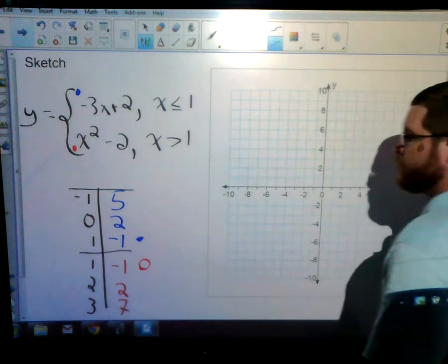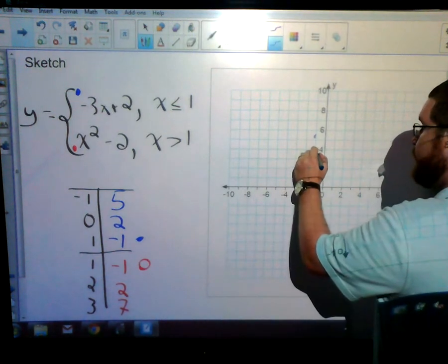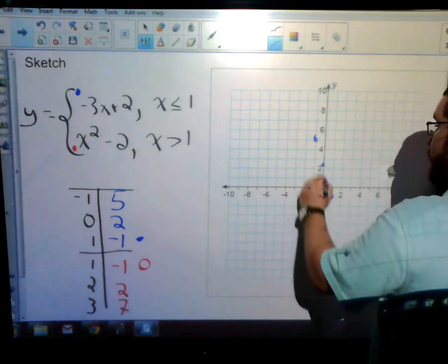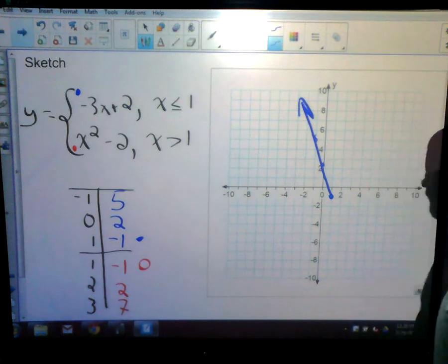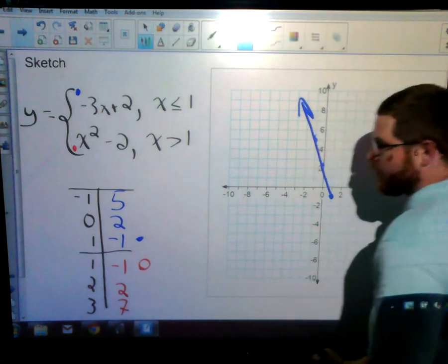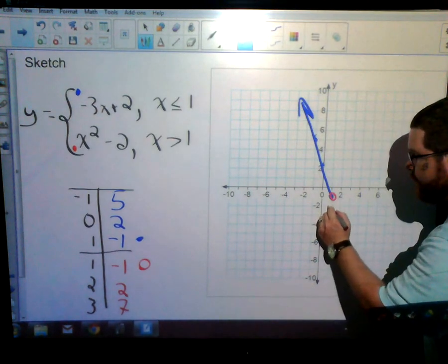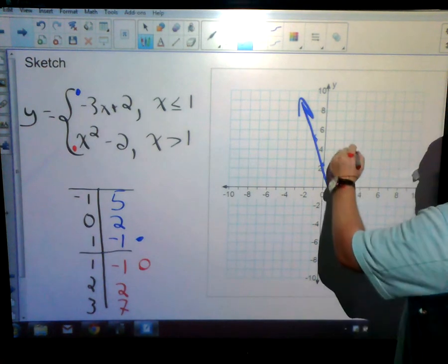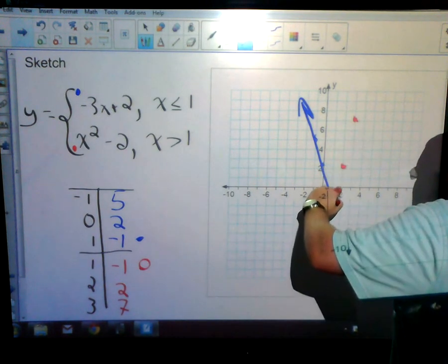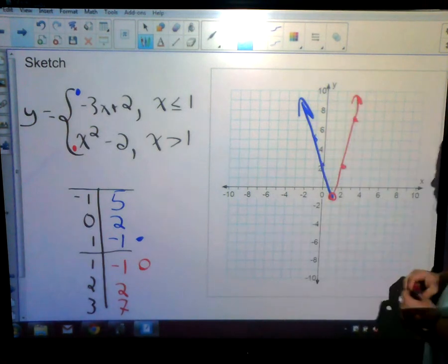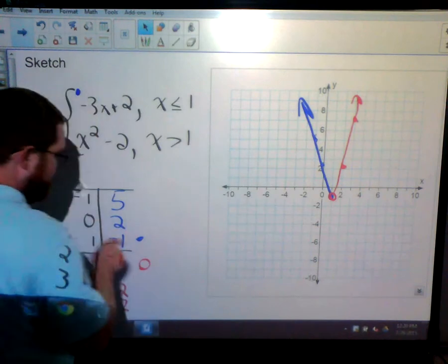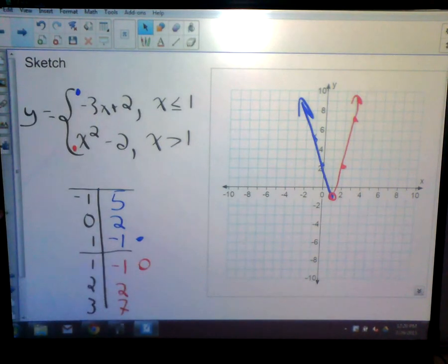So let's draw the first one. Negative 1, 5. 0, 2. 1, negative 1. Hey, look, that's a line. The next one, 1, negative 1. Oh, look, they meet up. 2, 2. 3, 7. Look, that's a parabola. And there's my piecewise function. This one's continuous because where this one ends, that one starts.